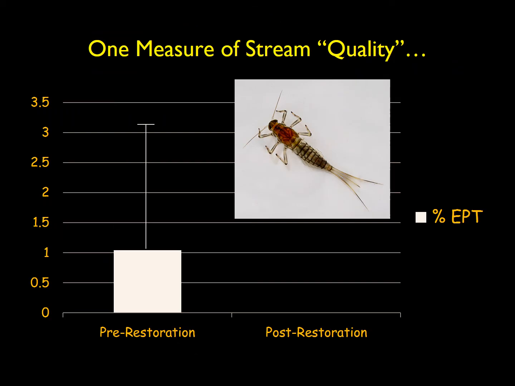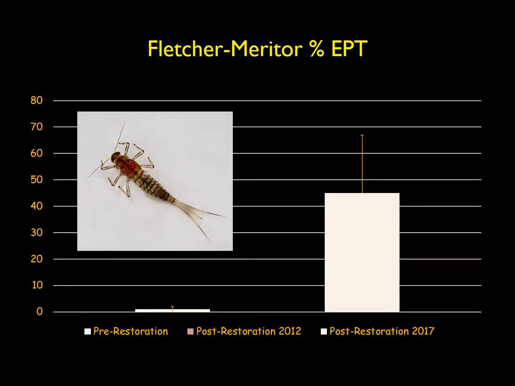So we sampled the invertebrates. The stream really wasn't big enough to support many fish, but looking at the invertebrates, we went from 1% EPT pre-restoration, and when we went back in there post-restoration in 2012, there was really nothing living there. So no mayflies, stoneflies, caddisflies. When we went back in 2017, interestingly enough, it was up over 40% EPT.